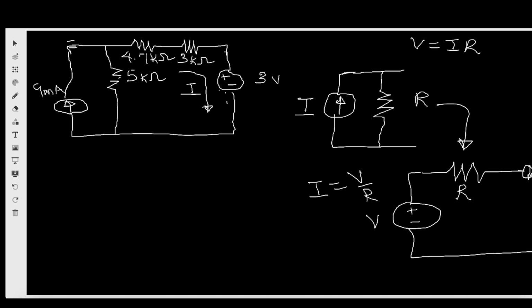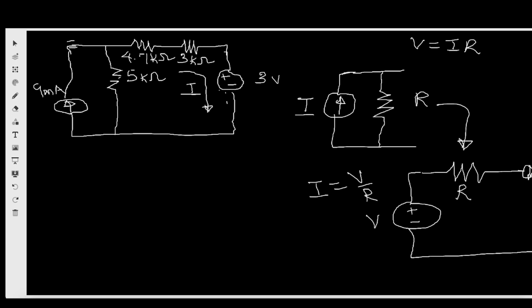They don't absorb the same power. Sorry, they don't dissipate the same power. The current source dissipates a particular amount of power, and this voltage source too dissipates another value of power. So they don't dissipate the same amount of power, and therefore they are not the same internally. So that's one of the shortcomings of this. But we use this to analyze circuits, as it simplifies our work.